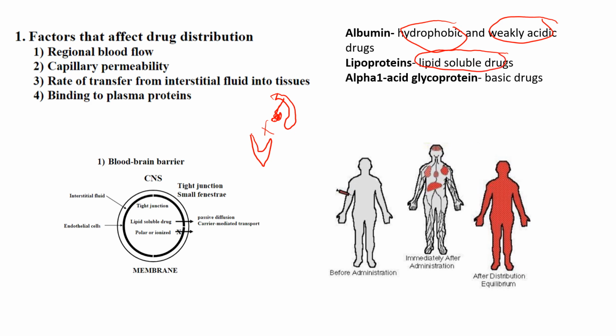And then there's alpha-1 acid glycoproteins. These will bind basic drugs. So you can think essentially acidic, neutral, and basic if you memorize these three. You might get one question on these. They're not the most important for this course, but just so you're aware.